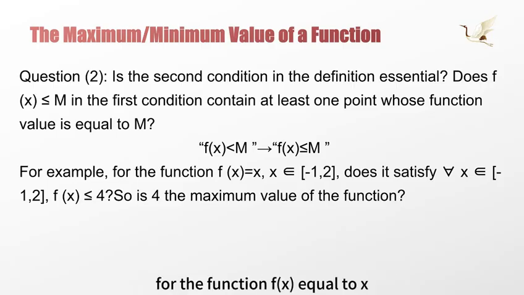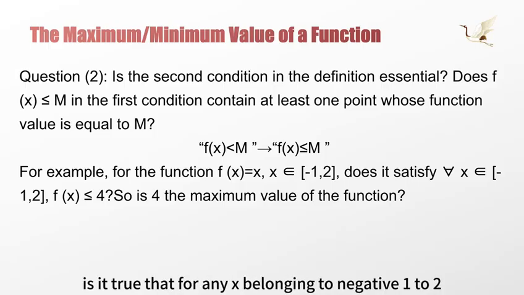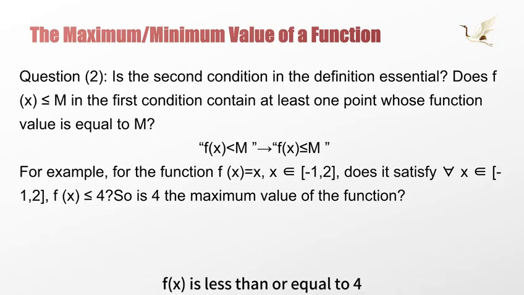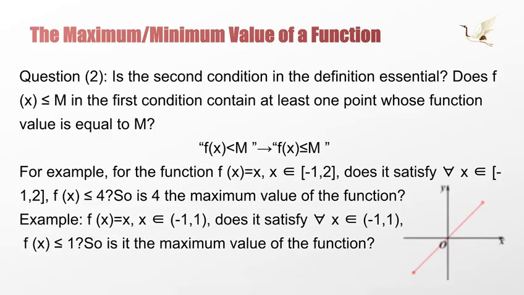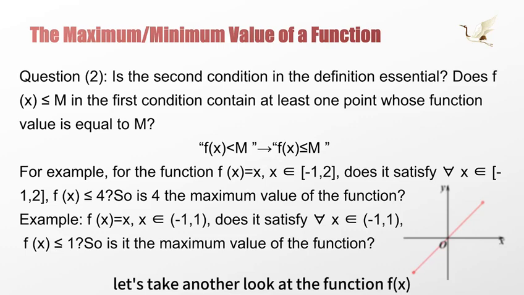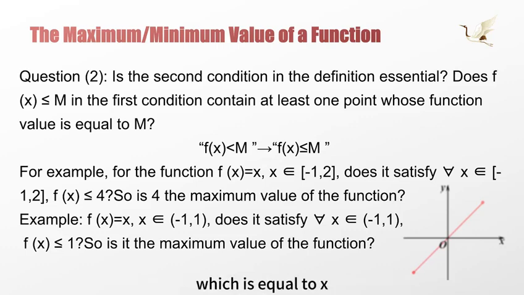For the function f(x) equal to x, the domain is -1 to 2, a closed interval. Is it true that for any x belonging to [-1, 2], f(x) is less than or equal to 4? Clearly established. So is 4 the maximum value of the function? Obviously, this is not.